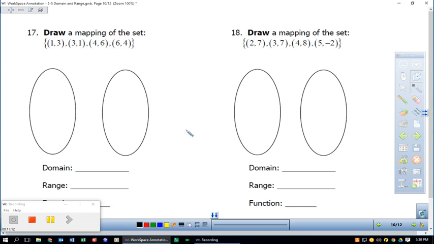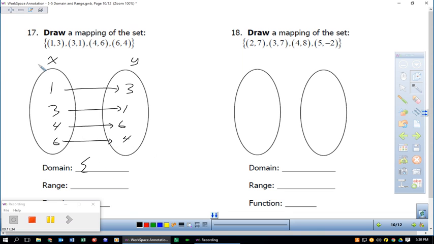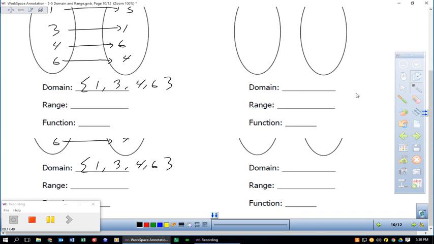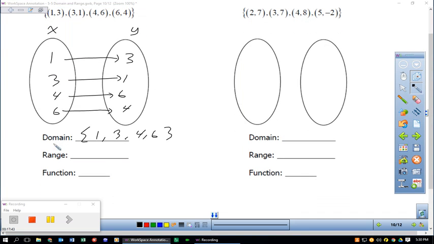17, 18, same sort of thing, so we draw the mapping. So 1 maps up with 3, and our x's go over here, our y's over here. 1 matches with 3, 3 matches with 1, 4 matches with 6, and 6 matches with 4. So our domain is the list that's in our x oval there, 1, 3, 4, 6. And our range is 3, 1, 6, 4. It does not matter what order you write those in. And it is a function because the x's do not repeat. Or if you remember from before, none of our x's are shooting 2 arrows.